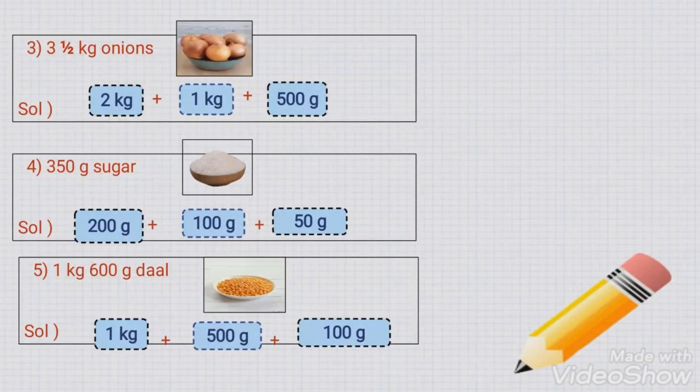Moving on to the fifth one, that is last one, that is 1 kg and 600 gram of dal. So 1 kg you can directly use as you have that weight, but for 600 gram you have to use a combination of 500 gram and 100 gram. Understood?